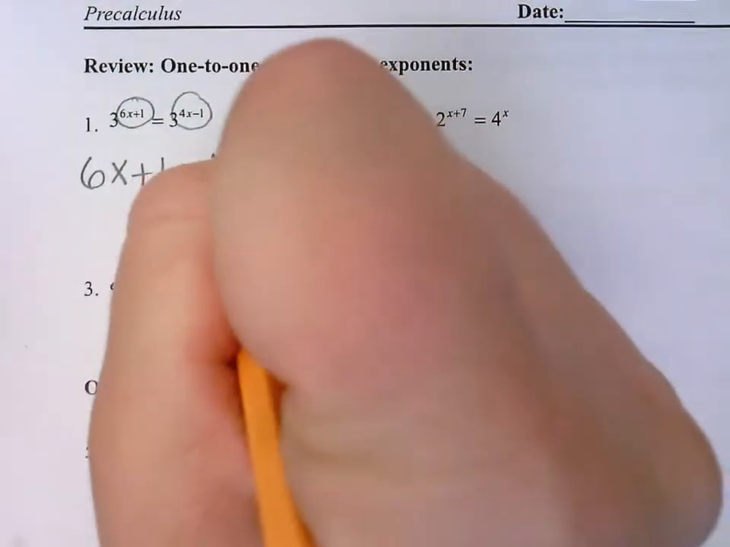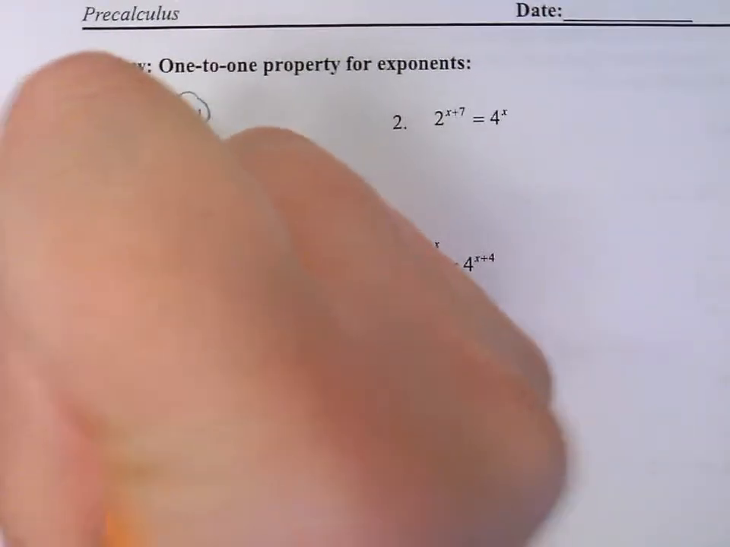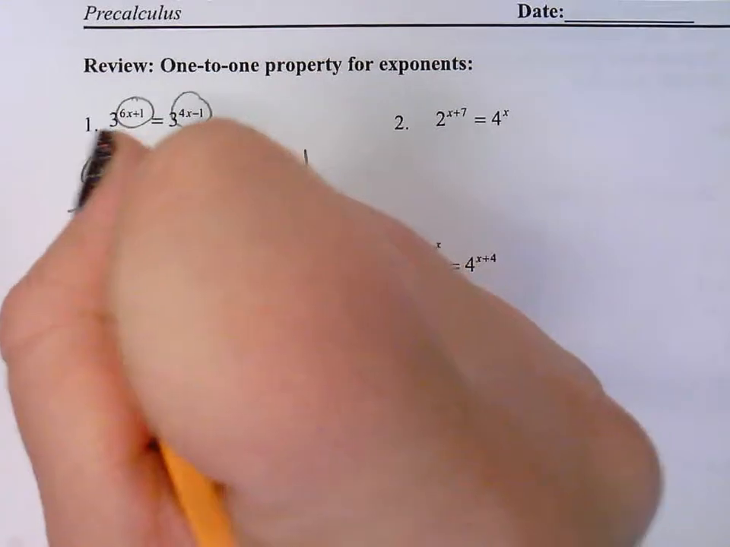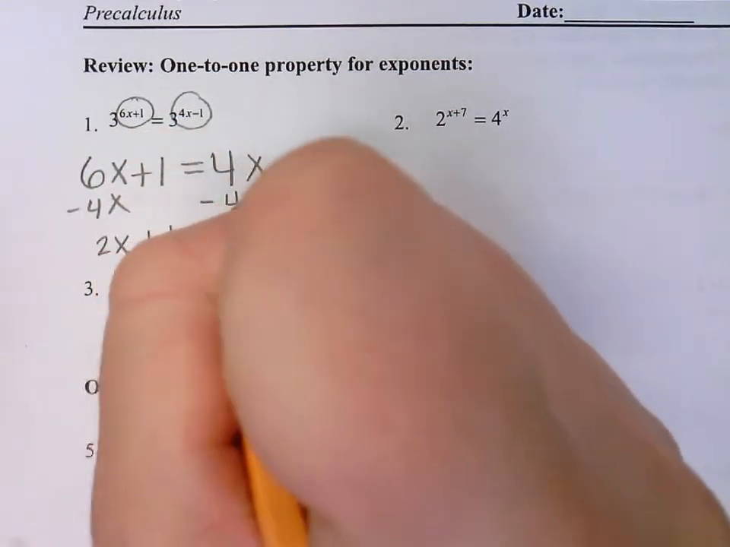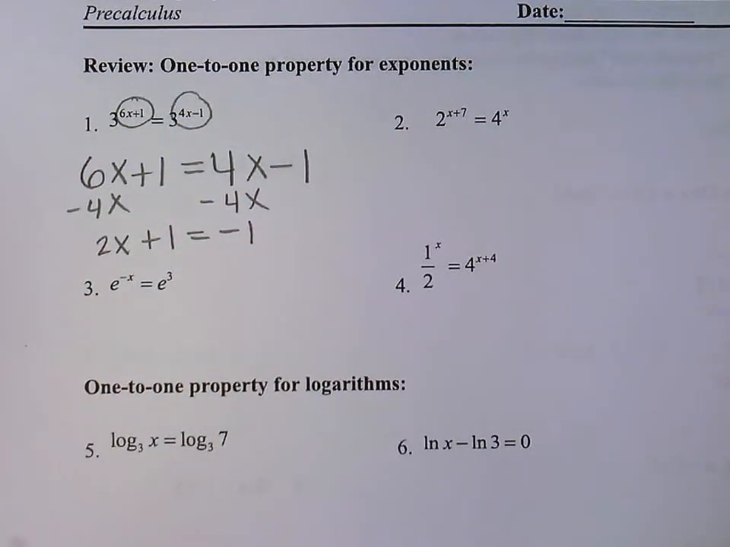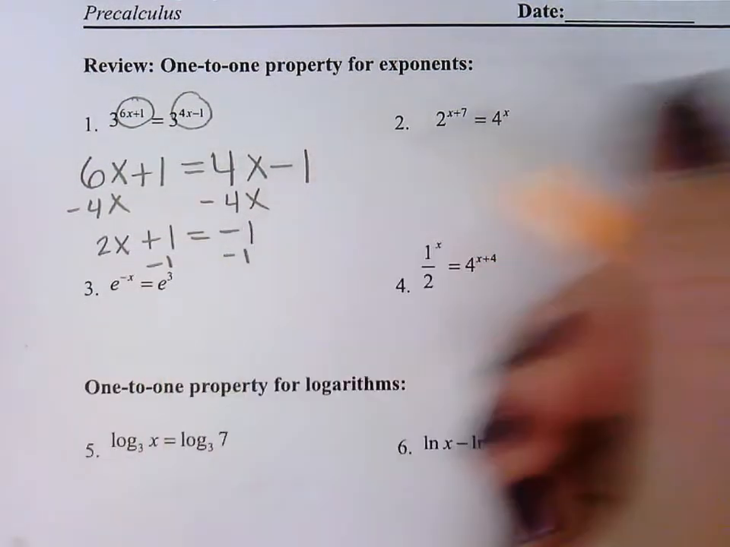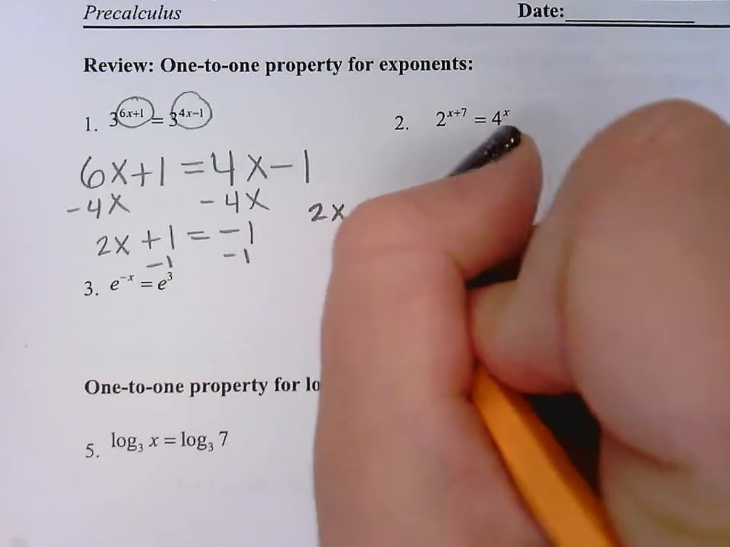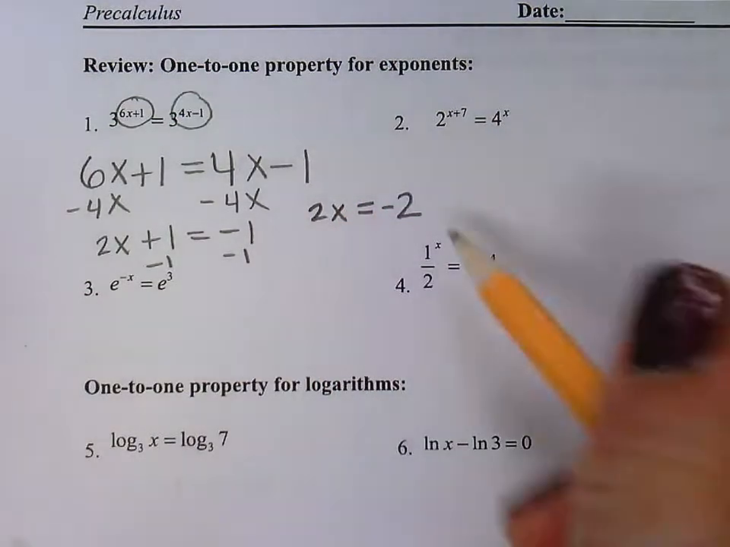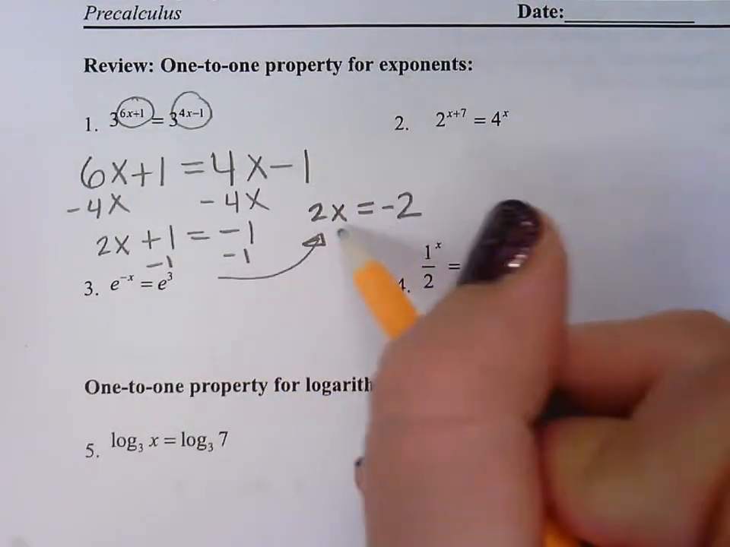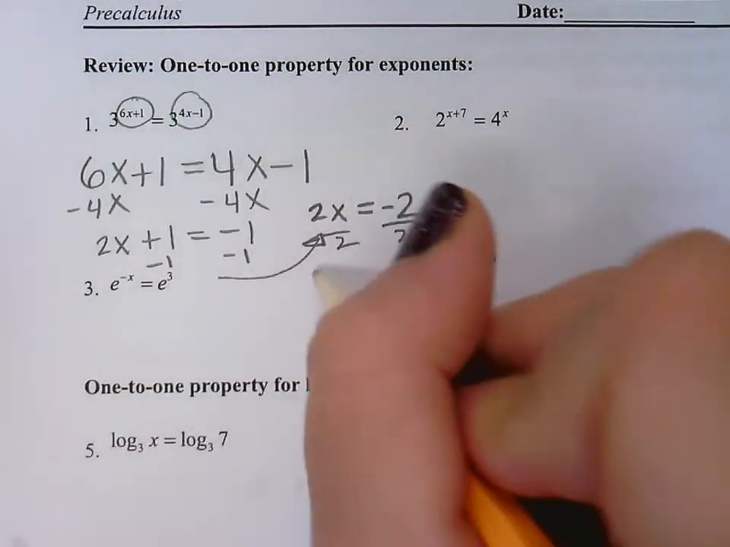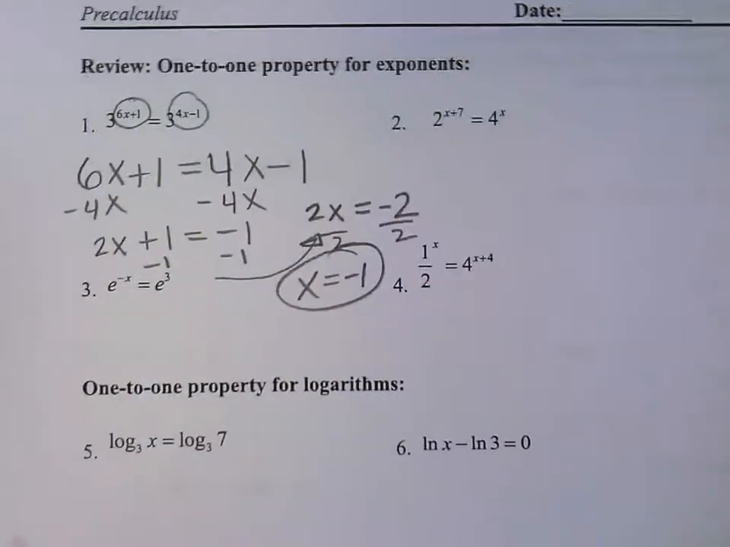So if I was solving for x, I would subtract 4x on both sides. I'd get 2x plus 1 equals negative 1. Subtract 1 from both sides. So I have 2x equals negative 2. Divide by 2. I didn't leave enough room. x equals negative 1. Are you with me on that?